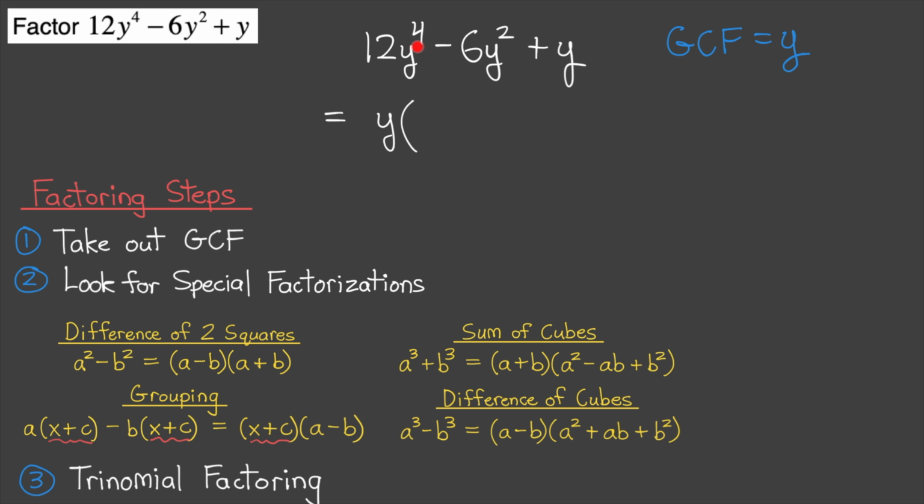If I took out a y in the first term, what's left over? There will be a 12y to the third. And in the second term, since we took out a y, there will be a 6y left over.